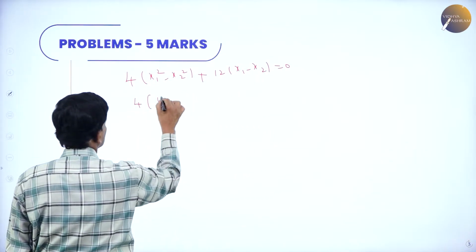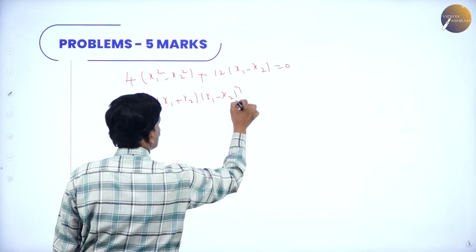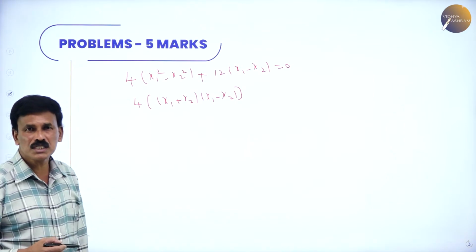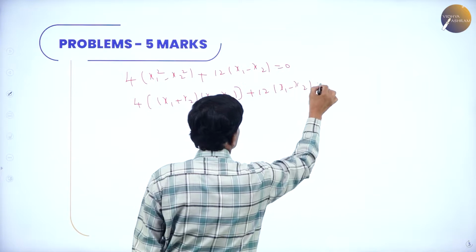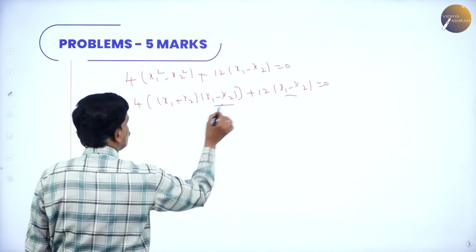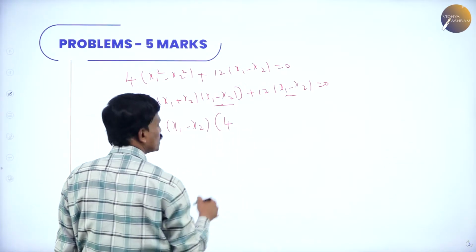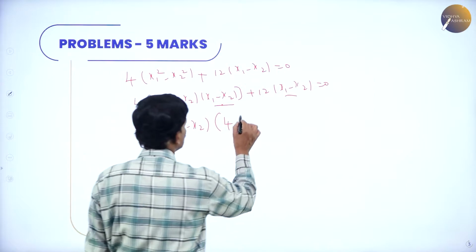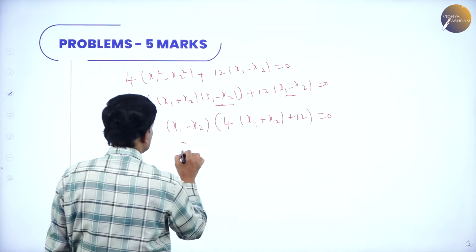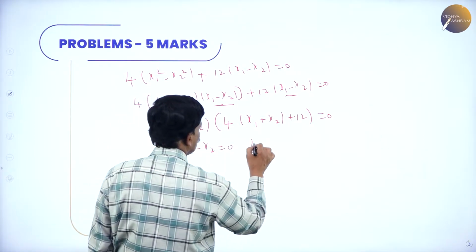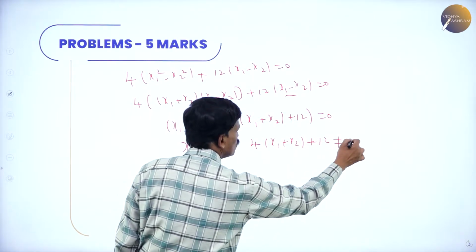Now this can be written as x1 plus x2 into x1 minus x2, because this is of the form a square minus b square is a plus b into a minus b. So plus 12 into x1 minus x2 is equal to 0. Now in these two you can take x1 minus x2 as common factor. What is left over is 4 into x1 plus x2 plus 12, equal to 0. So x1 minus x2 is equal to 0, whereas 4 into x1 plus x2 plus 12 is not equal to 0.